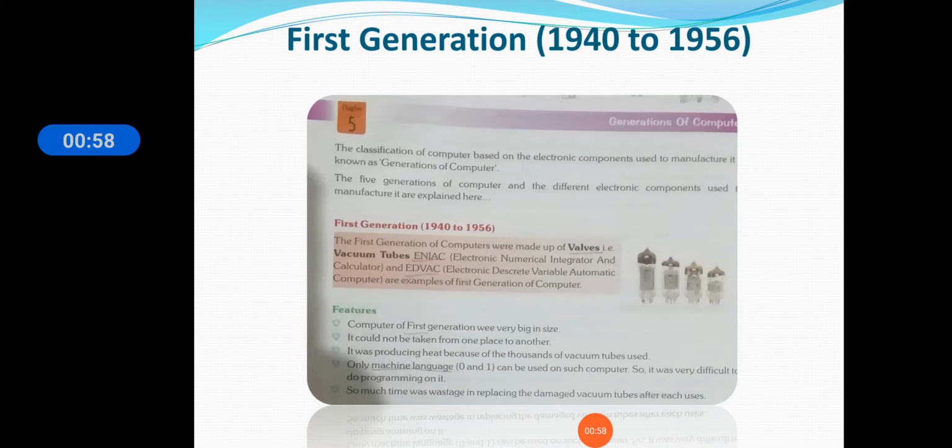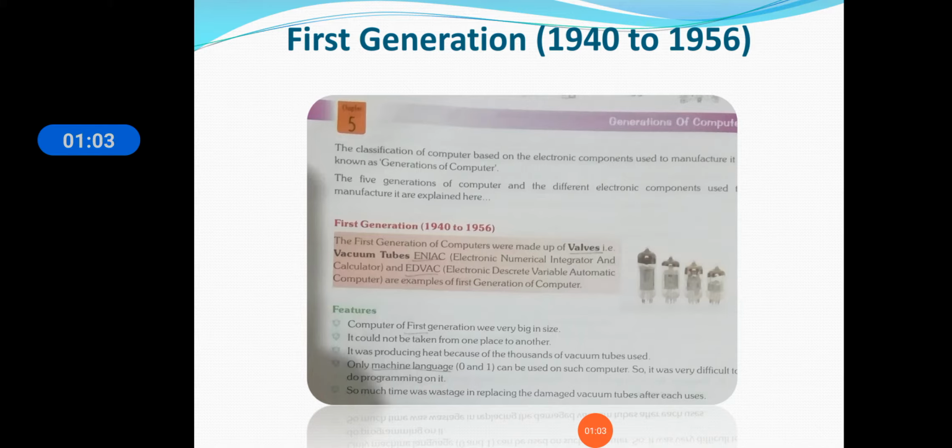Now students, see here, this classification is made by the manufacturer based on the electronic components. Different electronic components are made for computers. So at different times, different components were used for generation of computers. The 5 generations of computers and the different electronic components used to manufacture them are explained here.